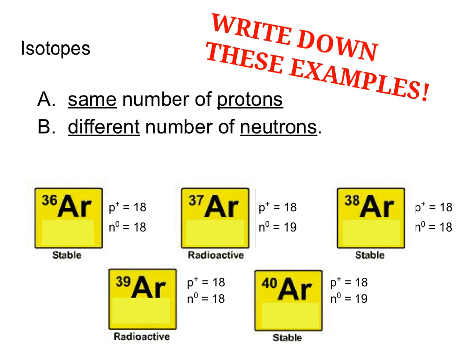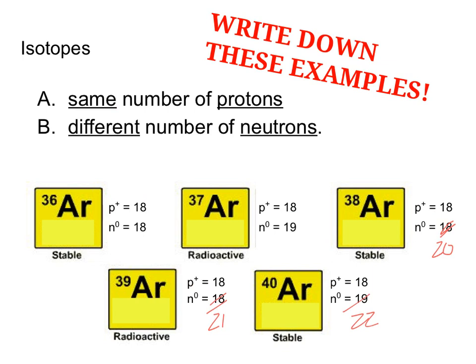So argon 36 has 18 neutrons, 37 has 19 neutrons, 38 has, forgot to change that. Argon 38 has 20 neutrons. Argon 39 has 21 neutrons. And argon 40 has 22. Little mistake.